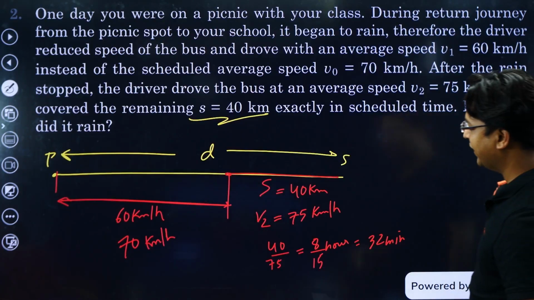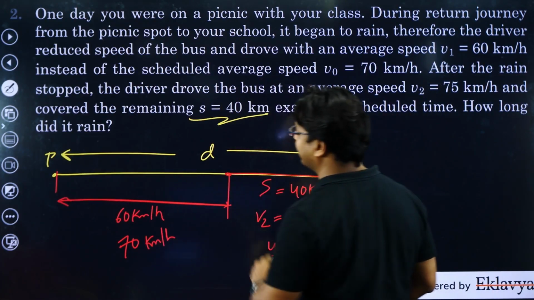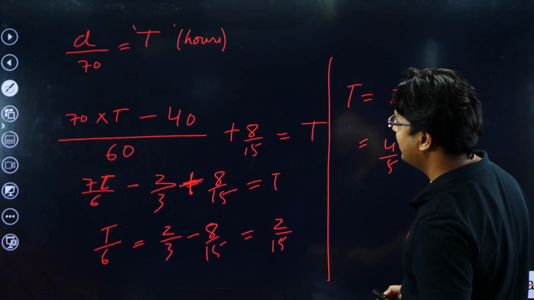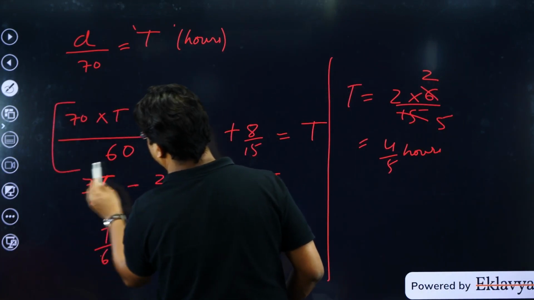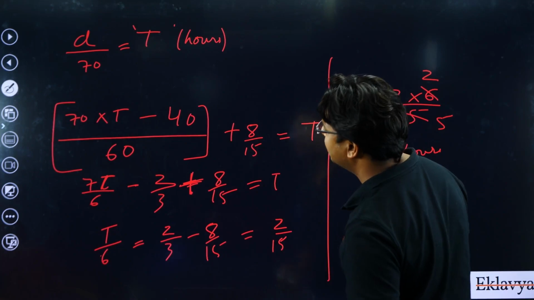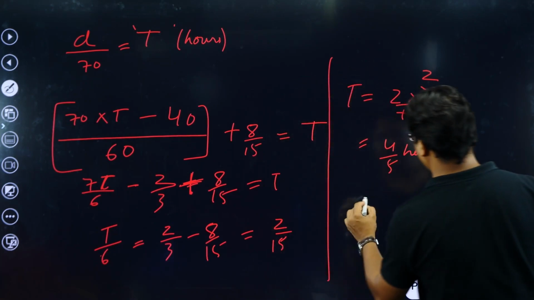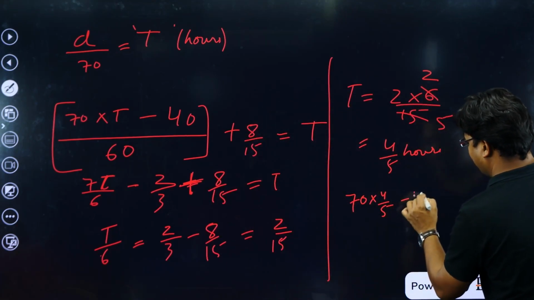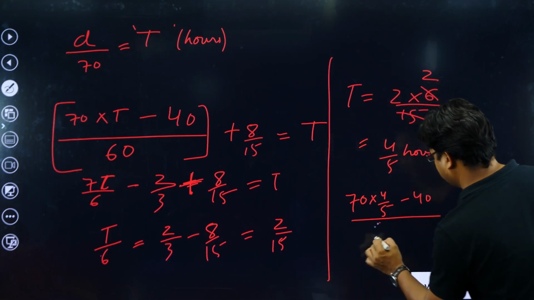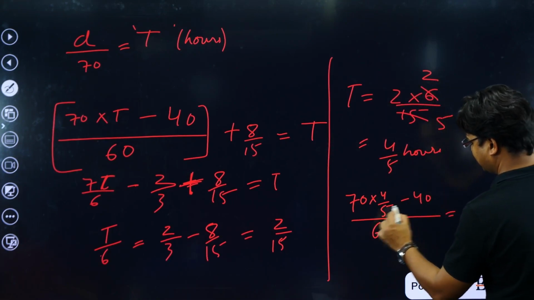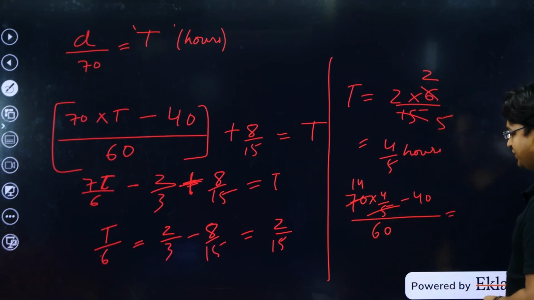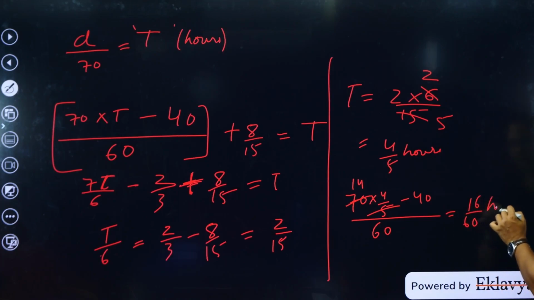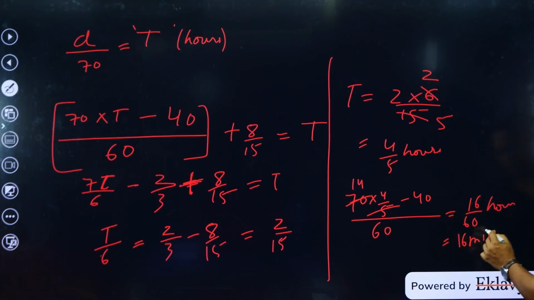So if we now know the value of t, the question is asking us how long did it rain. So we want to calculate the time for this journey. That time was this much part. So we will do 70 into t, so 70 into 4 by 5 minus 40, divided by 60. This should give us the answer. So this is 14 into 4 is 56, minus 40 is 16. So this is the answer in hours. If we convert it into minutes, it is 16 minutes, which is the answer.